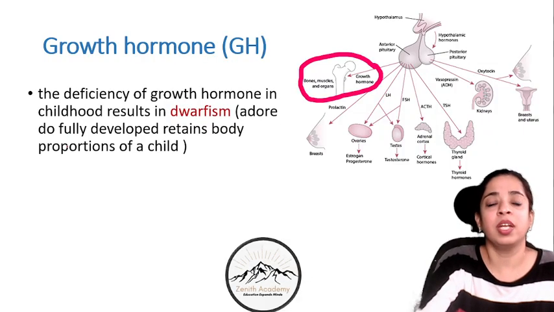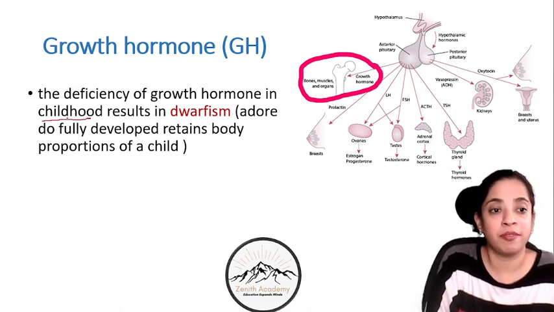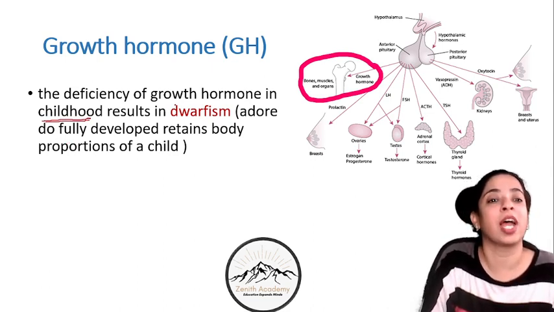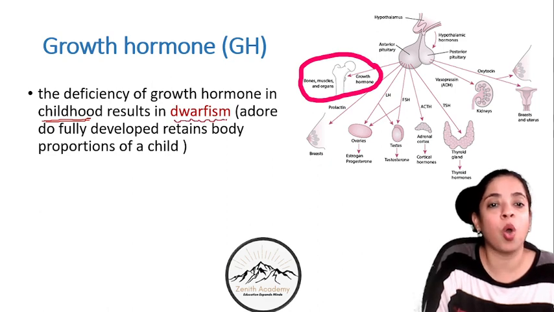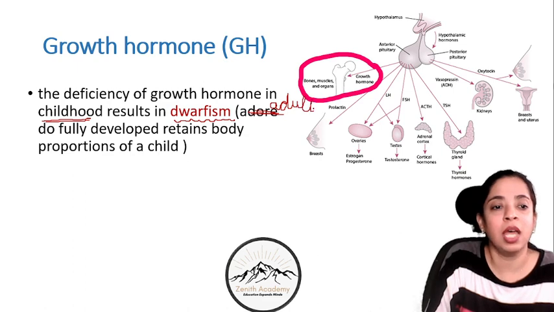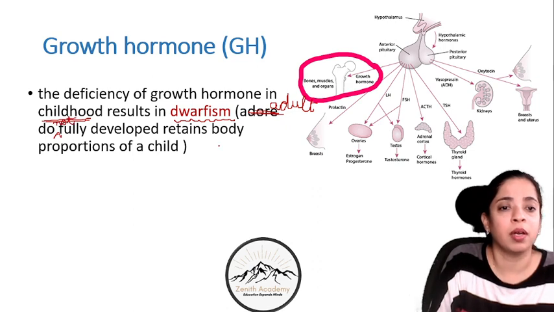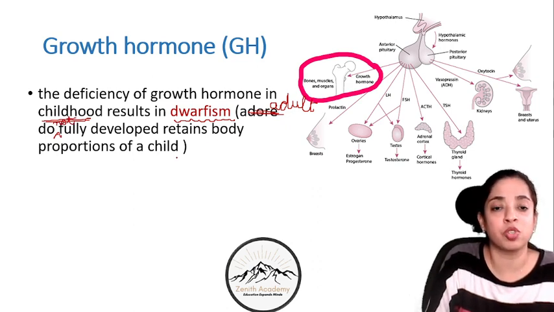So now, the deficiency of growth hormone in childhood. Deficiency of growth hormone in childhood results in dwarfism. Okay, so in dwarfism, what happens? The adult does not fully develop, and retains the body proportions of a child.